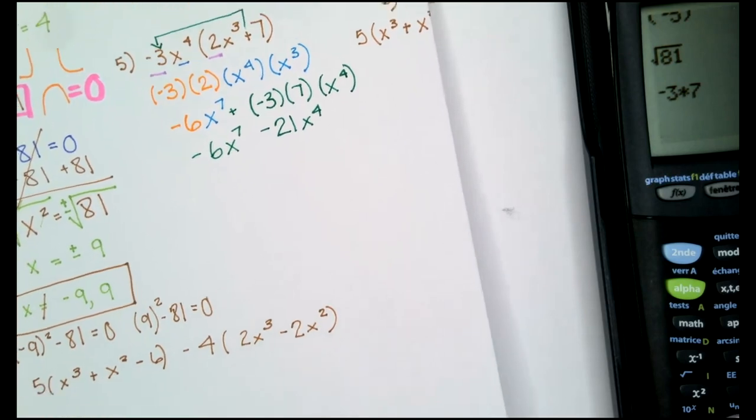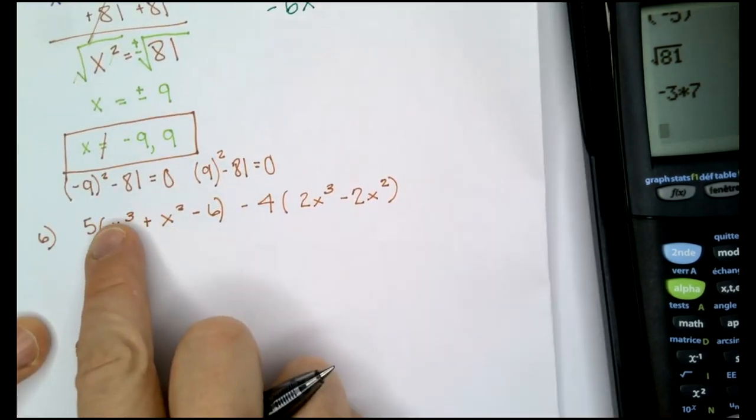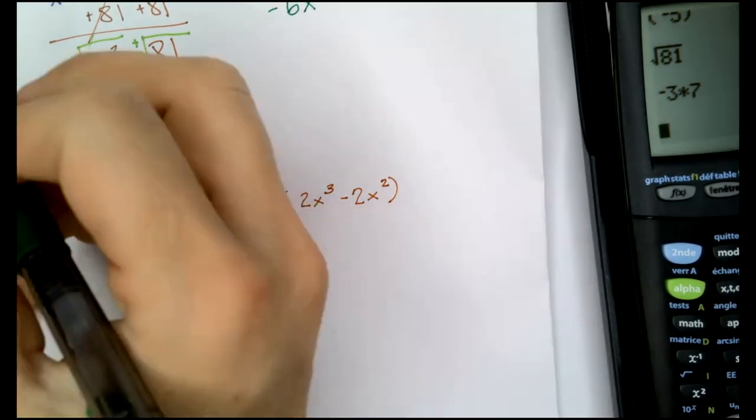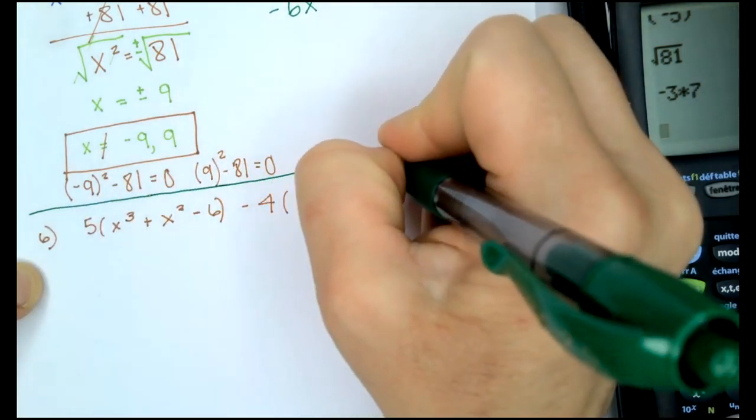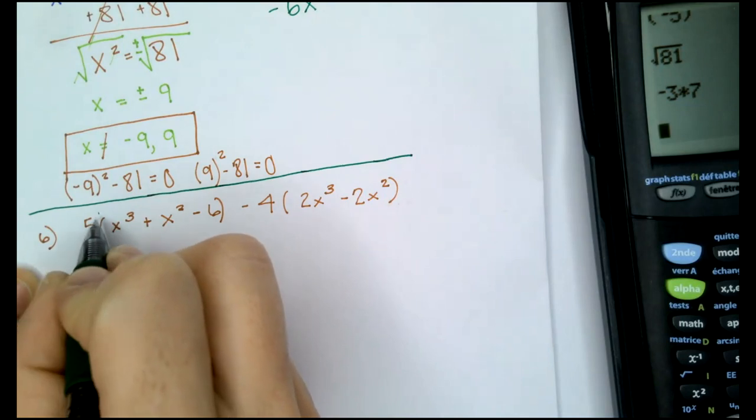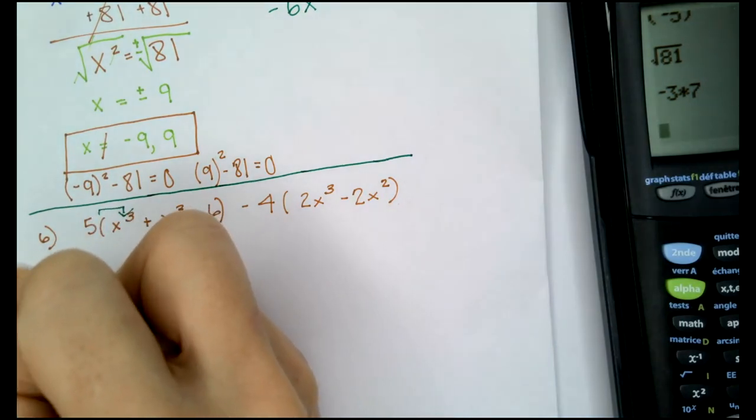All right, the 6s. I think I'm going to go to a different piece of paper. So this is just more of that same thing. It just takes longer because it's more complex, right? All right, so here we have a 5. We're going to distribute the 5 to the x to the 3rd. So that just becomes 5x to the 3rd.